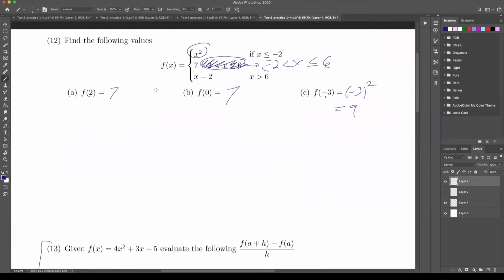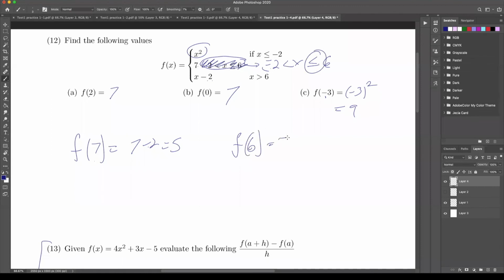Let's do this slowly. So here, let's actually do a couple more. Let's do f of, I don't know, 7 real quick. F of 7. So basically if x is less than negative 2, I'm using x squared. If x is between negative 2 and 6, I'm going to be using this. And if x is greater than 6, I'm going to be using x minus 2. Okay, so x is 7, I'm going to be using 7 for my x minus 2, which will give me 5.